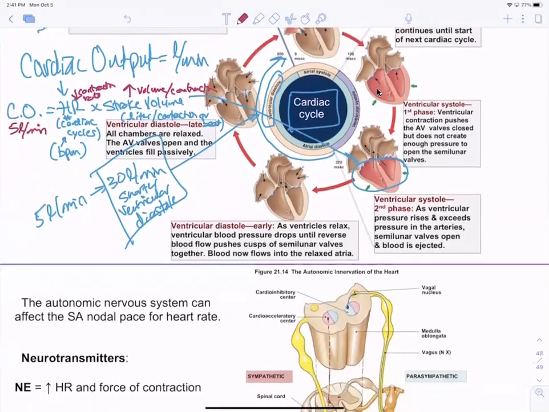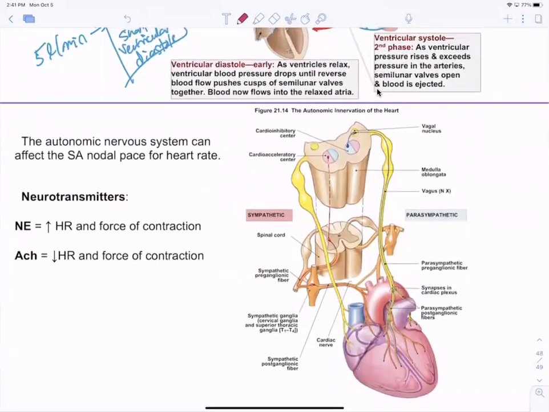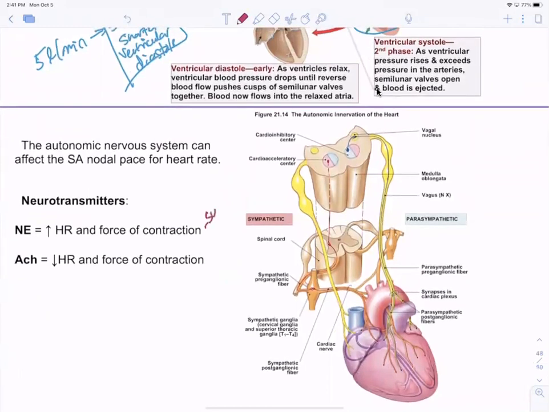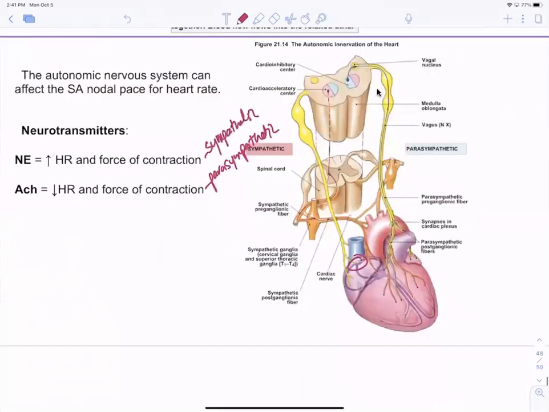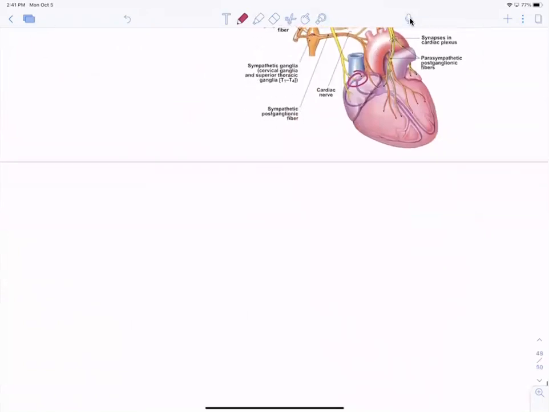So that's cardiac output. Again, the autonomic nervous system, this would be sympathetic, and this would be parasympathetic. And we talk about this more in physiology. Sympathetic, by the way, innervates the muscular wall as well as the SA node, whereas parasympathetic just innervates the SA node. And that concludes chapter 20.